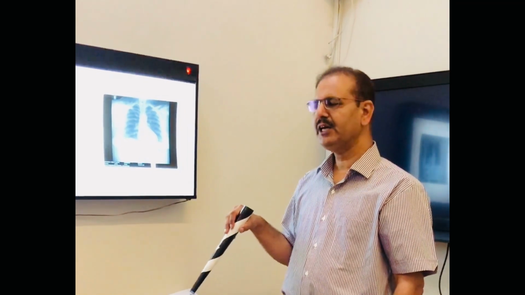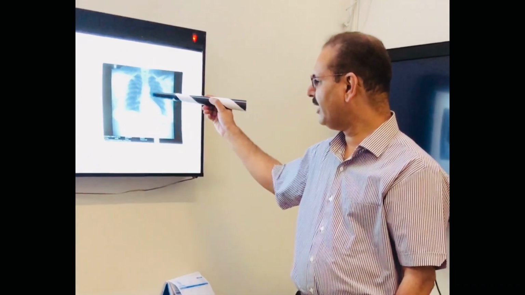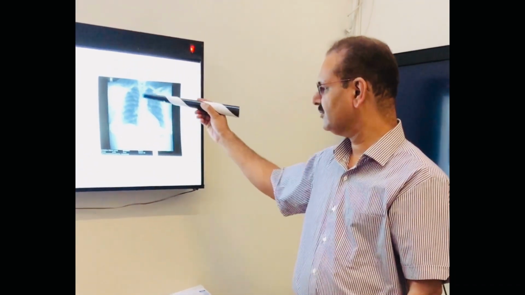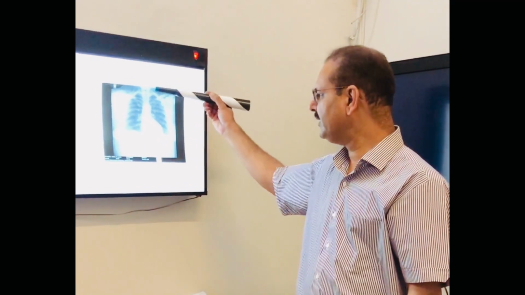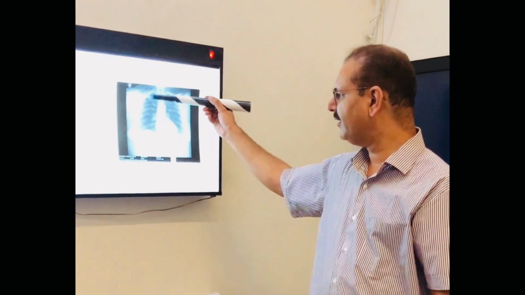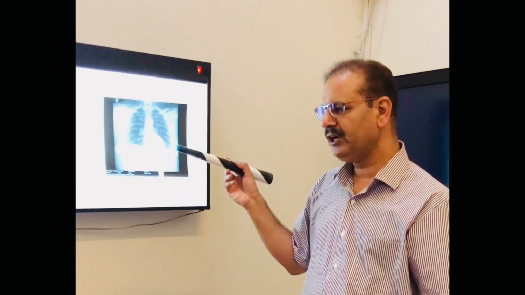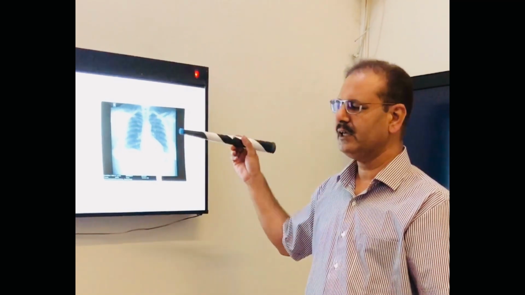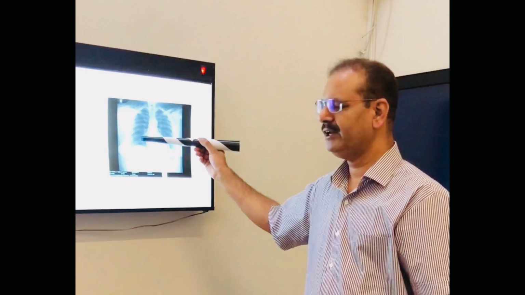A is airway. Airway includes the trachea, bronchi and lungs. Yes, this is the airway. So airway means trachea, bronchi and the lung fields. So the first, A, is for airway, and you have to look for any problem in the trachea and in the lungs.